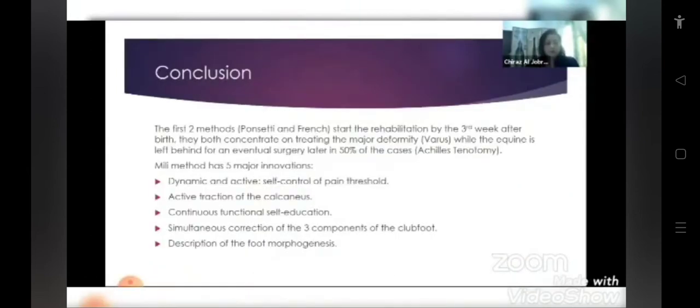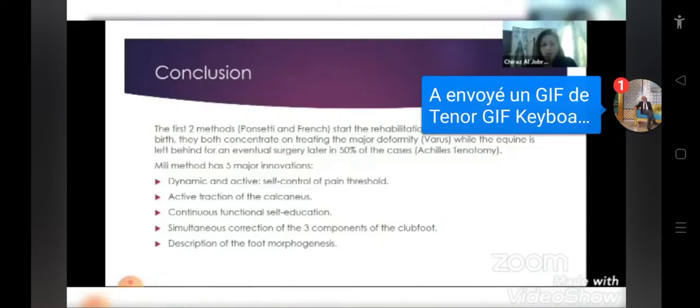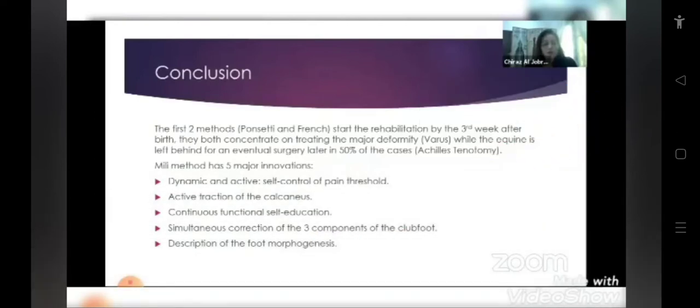As a conclusion of the table, I can say that the first two methods, Ponseti and French, start the rehabilitation by the third week after birth. They both concentrate on treating the major deformity, which is the varus, while the equinus is left behind for an eventual surgery later in 50% of the cases.